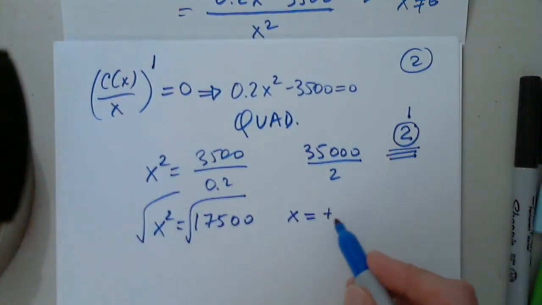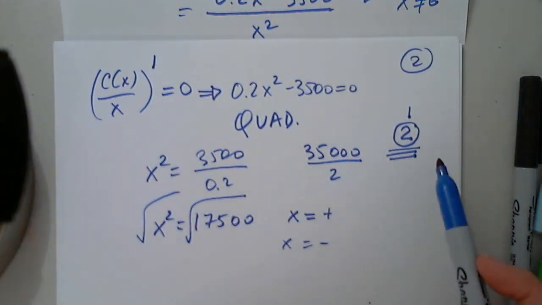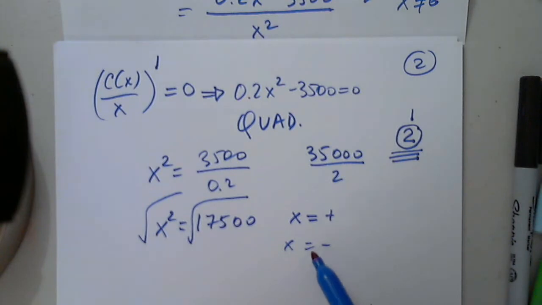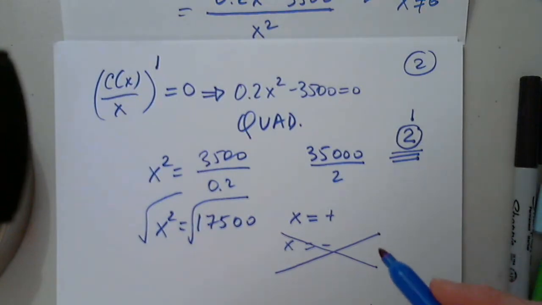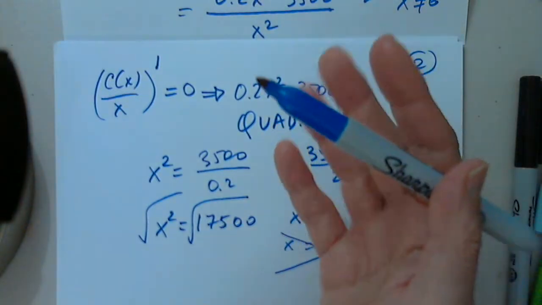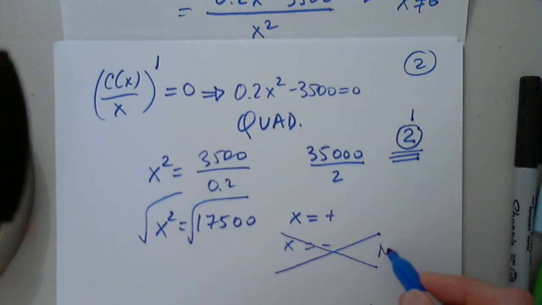So I have positive the square root of this and negative the square root of that. I'm going to determine in a minute. So now you can say, okay, you found two solutions, but this is negative. You can't manufacture a negative number of units, whatever. Of course, I will cross it out. This is algebraically correct, but not in the context of the problem. No way I can have a negative.